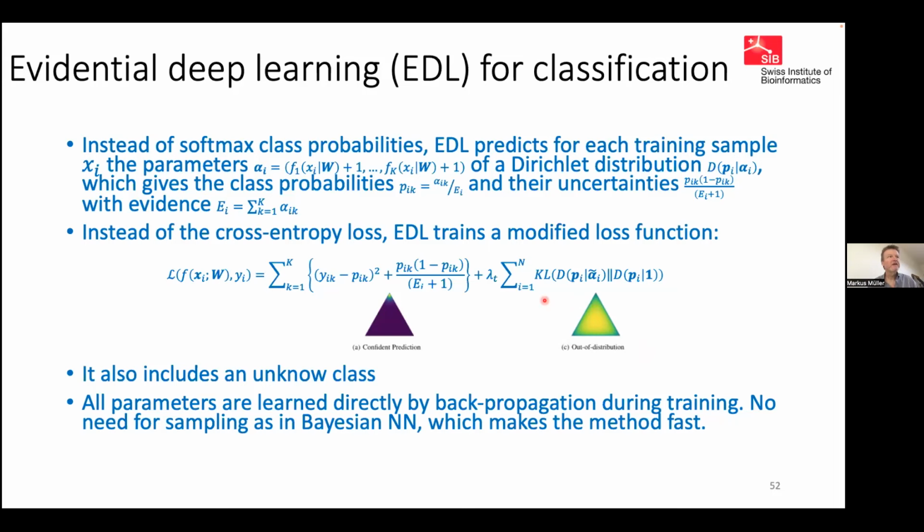And the interesting thing here is that this can all be packed into the loss function. So we can learn the same thing with gradient descent. We just need to change the loss, and we can include that unknown class. We also get an estimate of the precision of our classification, which can be a very useful result as well. And so this makes this evidential learning much faster than this Bayesian approach.